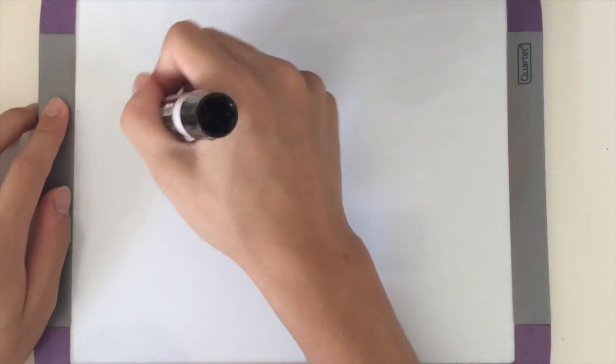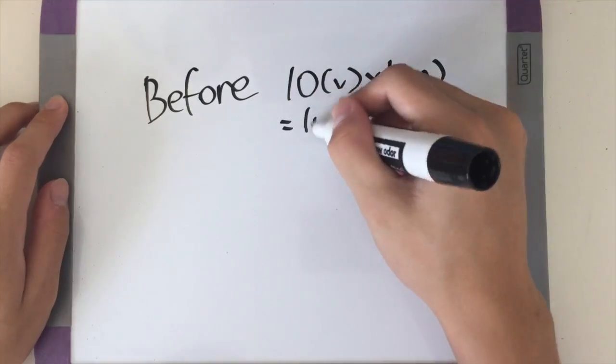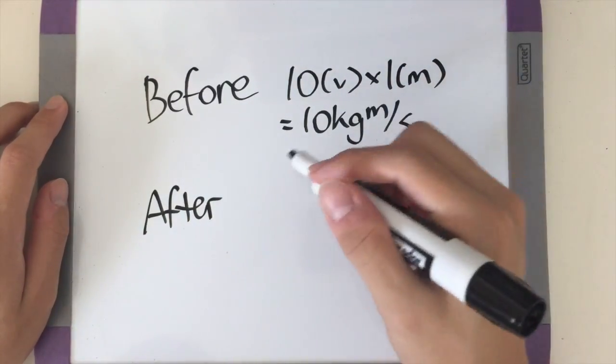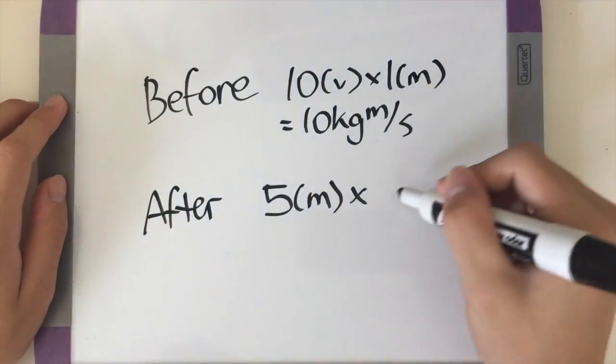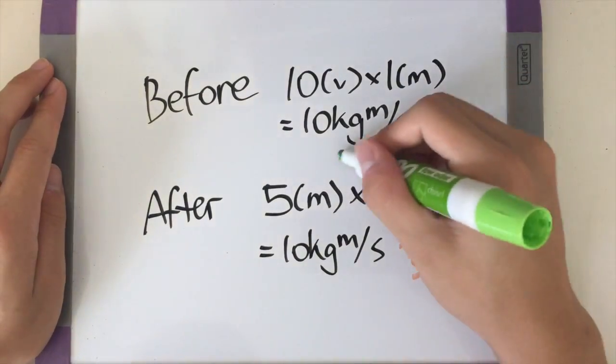The p before the object was added was 10 kilograms meters per second because mass is 1, velocity is 10, 1 times 10. When the object was added, the mass becomes 5, and to find its velocity, we do 5v equals 10, and the velocity is 2 meters per second.